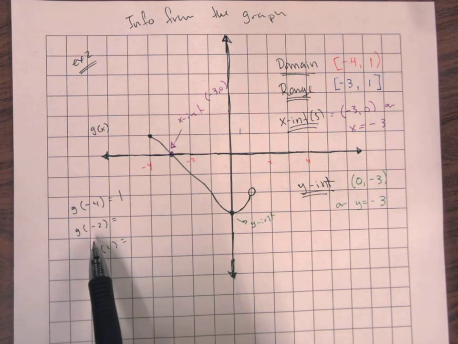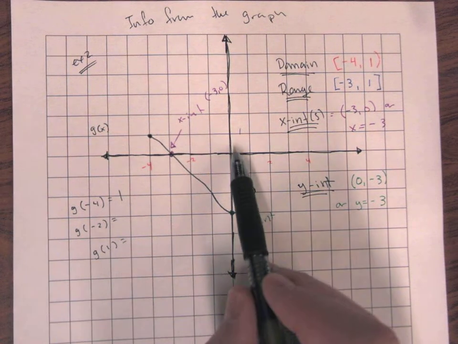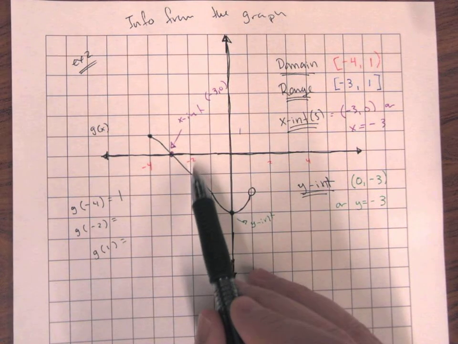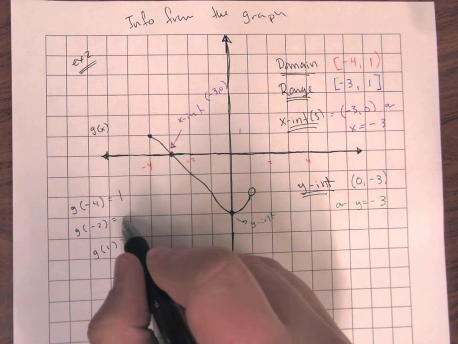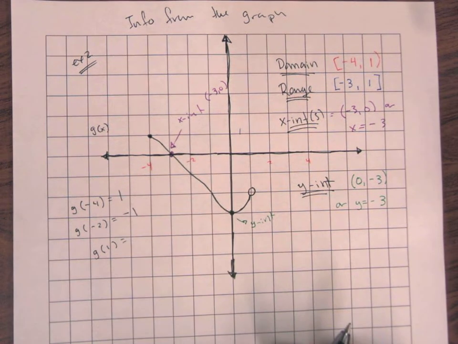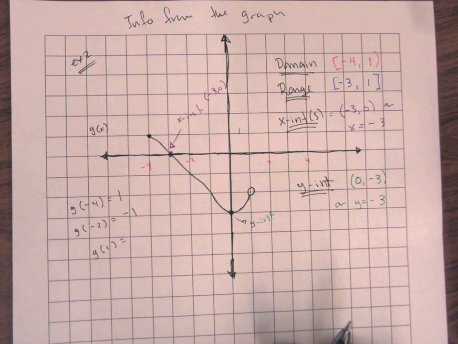For g of -2, so x value -2, we're going back 2. The graph is down from there, so we carry this down and then back over to the other axis. So the height there is going to be -1. So our function value g of -2 is going to equal -1.